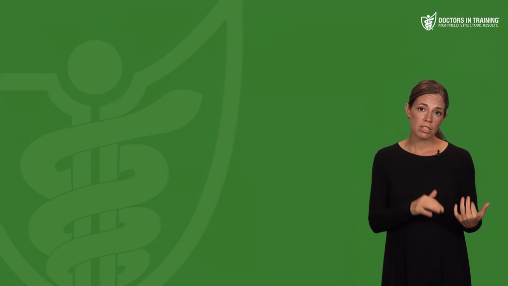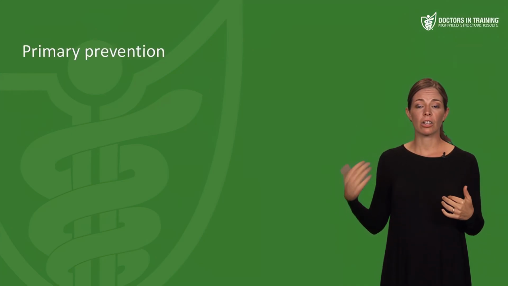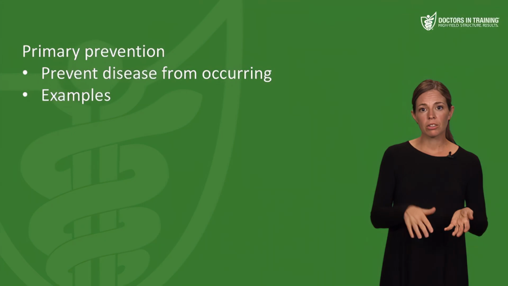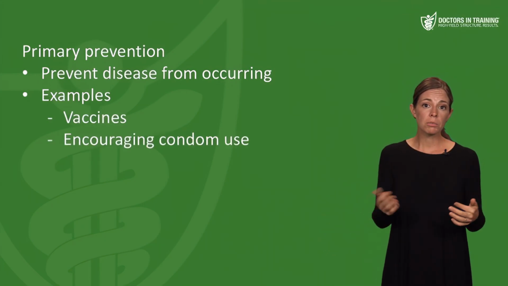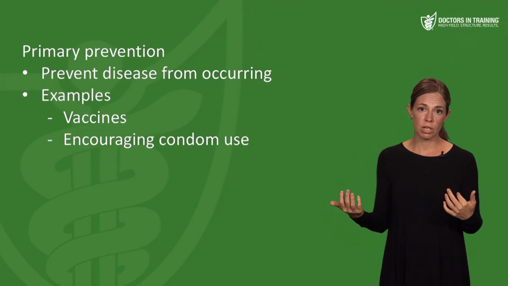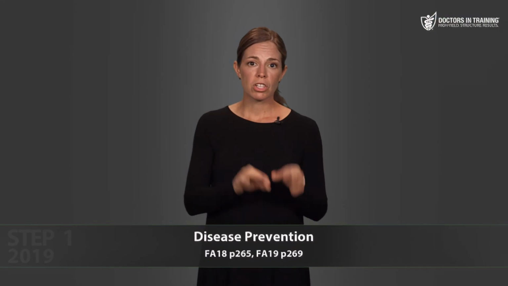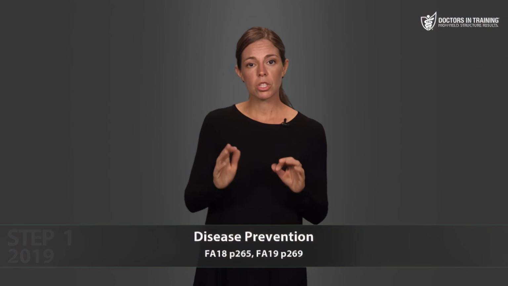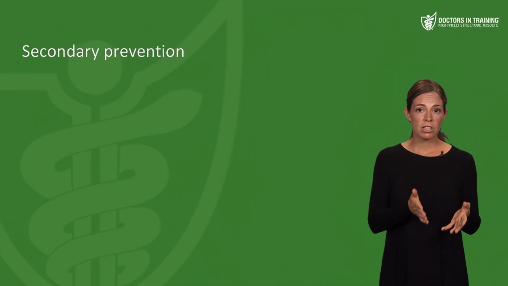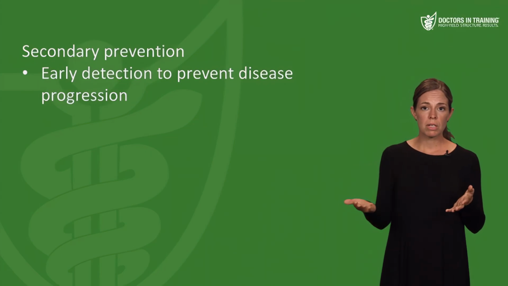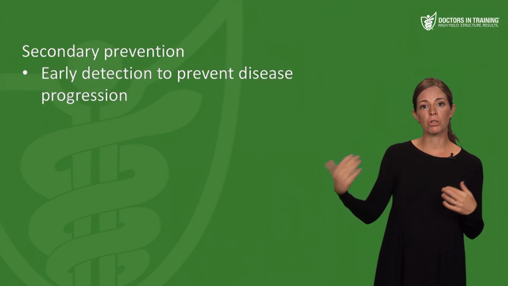So primary prevention is prevention of disease that hasn't occurred. So an example would include a vaccination to prevent an infectious disease, or encouraging condom use to decrease the risk of HIV transmission. So primary prevention is where you make or recommend an intervention to prevent a person from developing a disease.